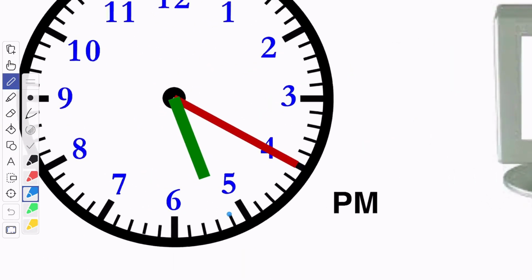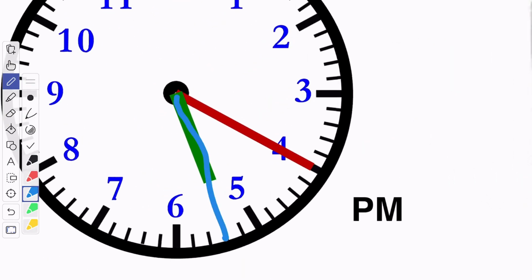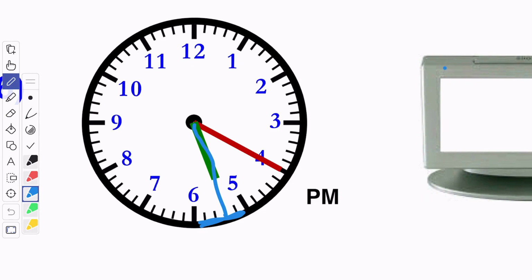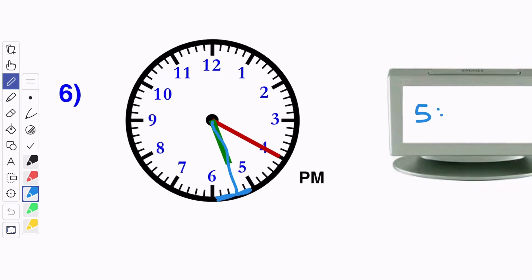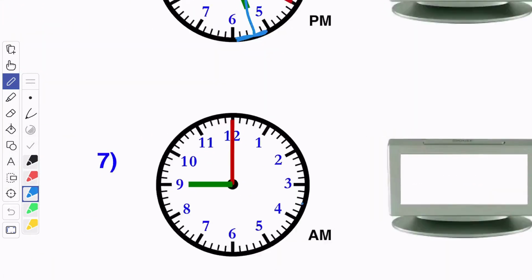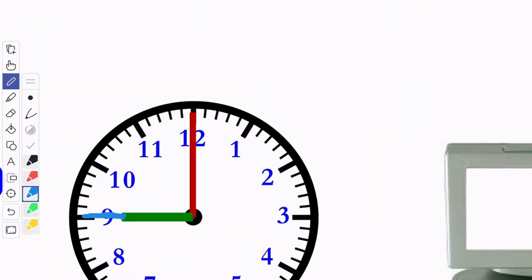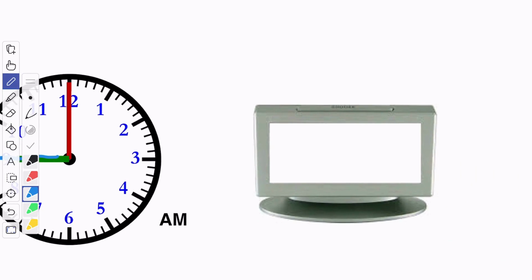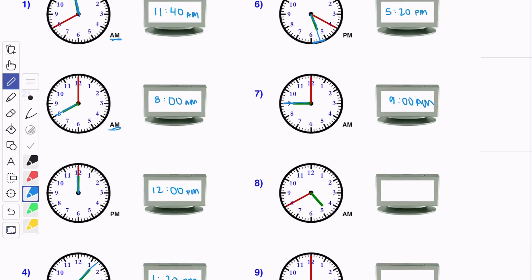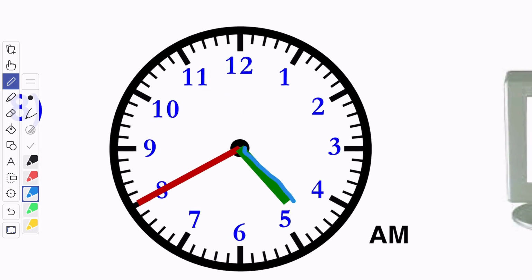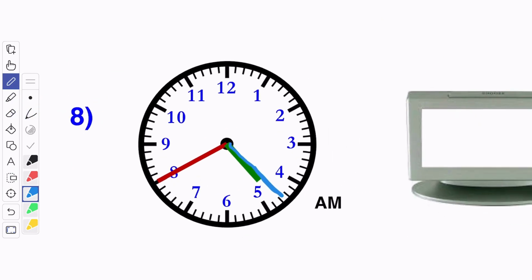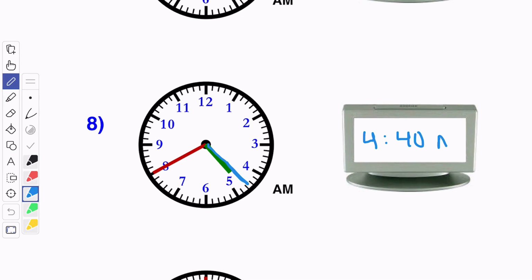For this one, our hour is at 5, and 5 is this area, and then our minute is at 4, so 5:20 p.m. Our hour is at 9, and our minute is at 12, so that's 9 a.m. in the morning. So our hour is at 4, and our minute is at 8. 8 times 5 is 40, so 4:40 a.m. Ooh, that's early.